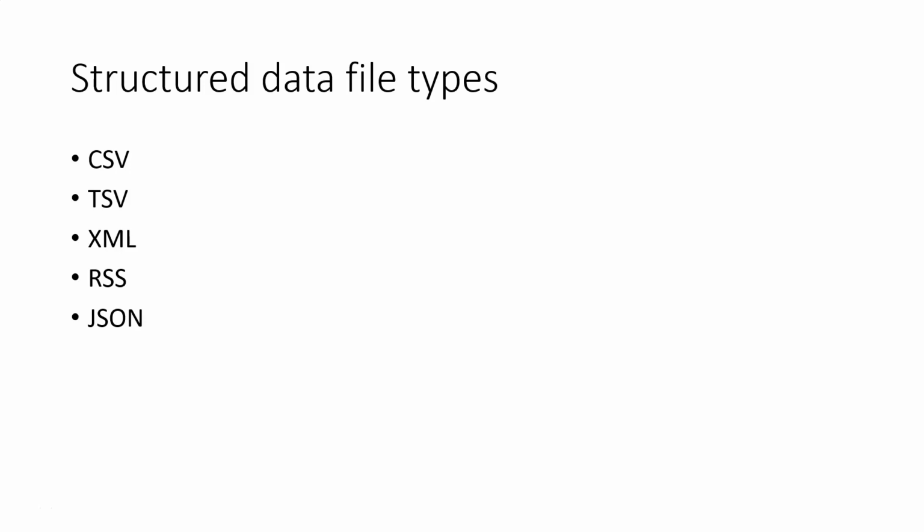So these are the common file types which are very easy to understand through any software, or maybe you write your own program to read it. And these are very common file types to exchange data from one organization to another, or from one application to another application, and so on. So first of all, we should talk about CSV, or comma separated values.